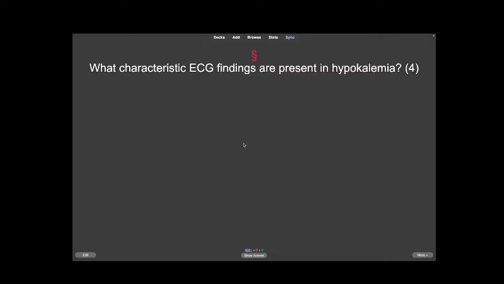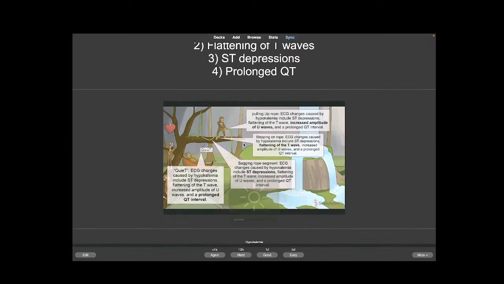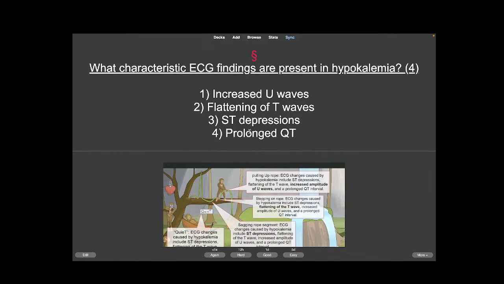Okay. Characteristic ECG findings, hypokalemia. Let's go. What are you looking at? QT is prolonged. What the hell is this? There's a U wave, flattening of the T. I see ST depression. Increased U wave, flattening of the T wave, ST depression, prolonged QT.